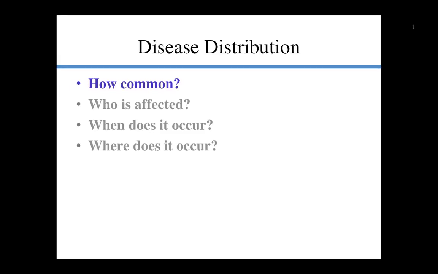So how common is the disease or outcome? Who is affected? When does it occur? Where does it occur? These are just basic questions about disease distribution. And you'll see these questions lead to more questions. For example, is this a causal factor in this disease or outcome?